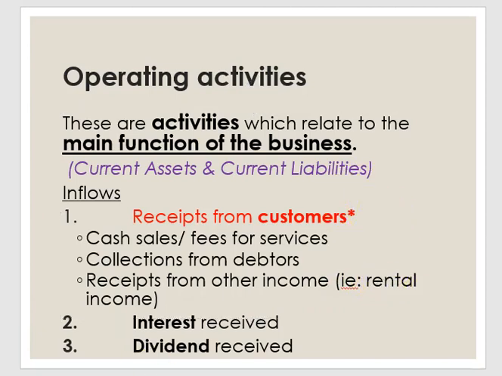Next will be interest received and dividend received. Interest received and dividend received can be classified as operating activities, and they also can be classified as investing activities. For interest received and dividends received, if the question didn't mention anything, you can put them in operating activities or you can put them in investing activities. However, if the question mentioned that these two are considered as day-to-day activities, it has to be in operating activities.